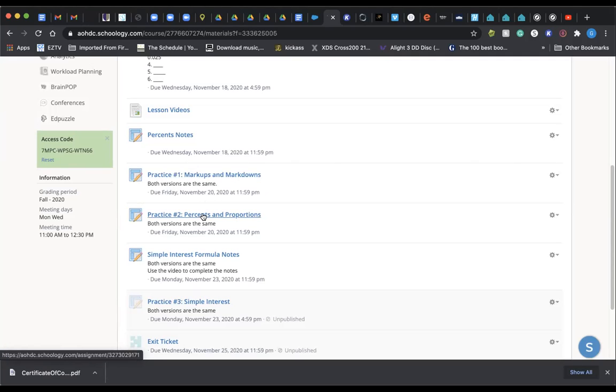We did the percent notes, right? Yep, you guys already finished the percent notes, and we started the simple interest notes. We're not finished with the simple interest notes yet. We have one more page left of those. So make sure that you do practice 1 or 2 if you're on with me live. Make sure you do one of those 2 things by 3 o'clock tomorrow.